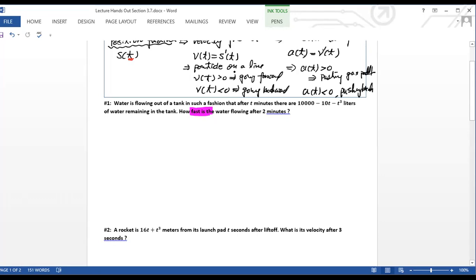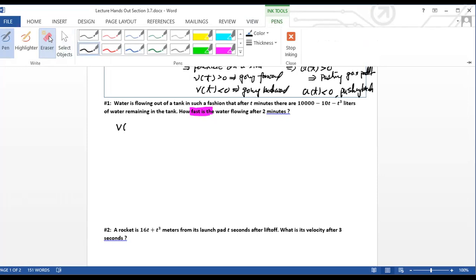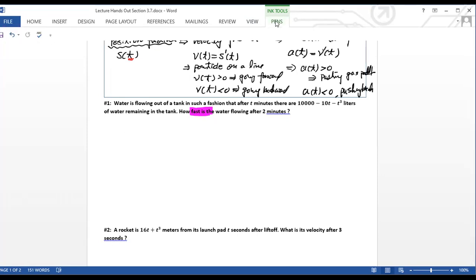So the same thing here, you let the water flow out. To avoid confusion, I will say this is my volume. It's not the velocity, right? So my volume at t is 10,000 minus 10t minus t cubed. I want to find how fast, that means the rate of change, so the rate of the volume change.